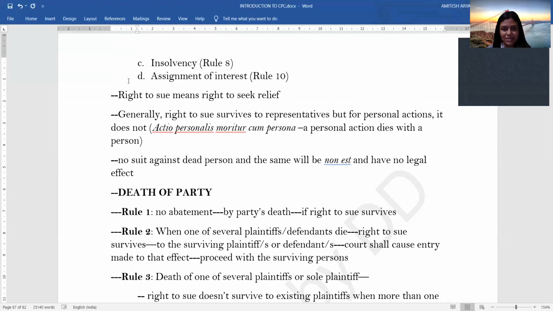And you can see the Latin maxim there. Now, you cannot go and file a suit against a dead person. It will be non-est. It will have no legal effect. Now, moving on to Order 22, the first topic, that is death of a party.